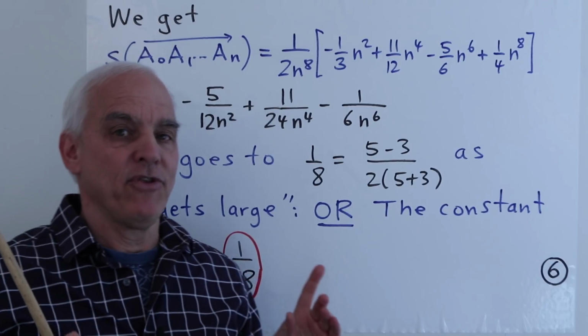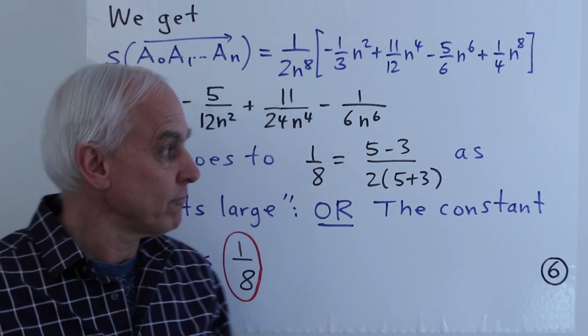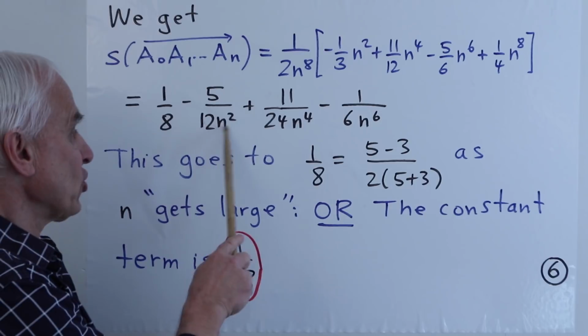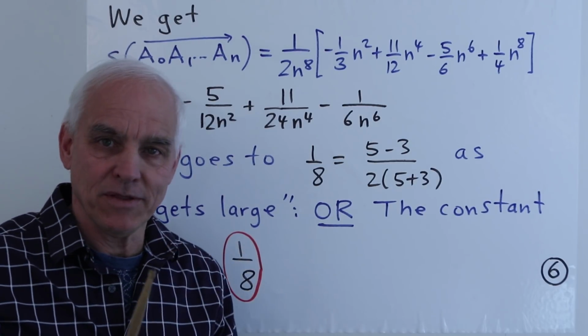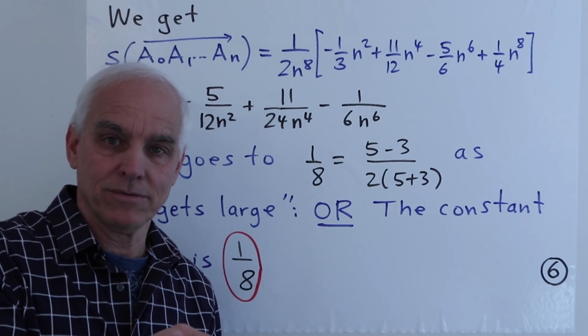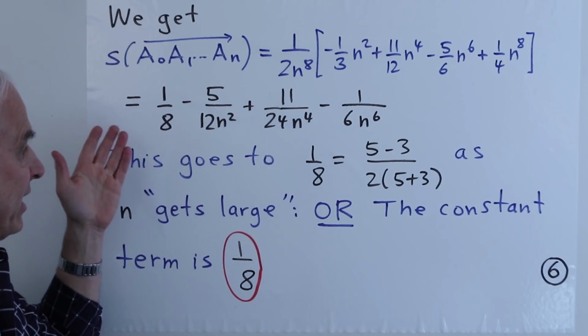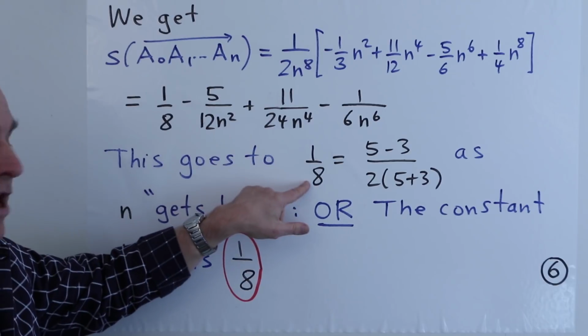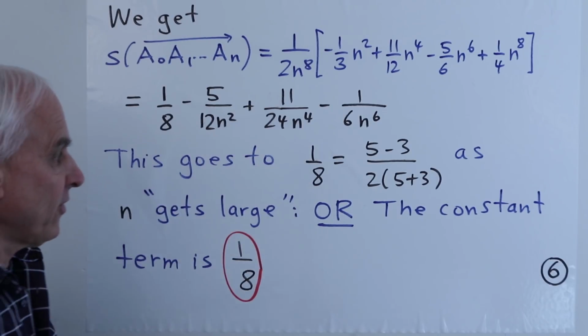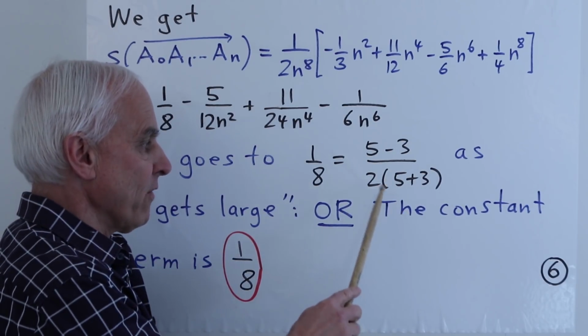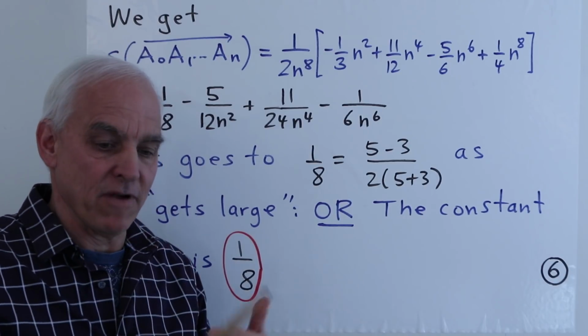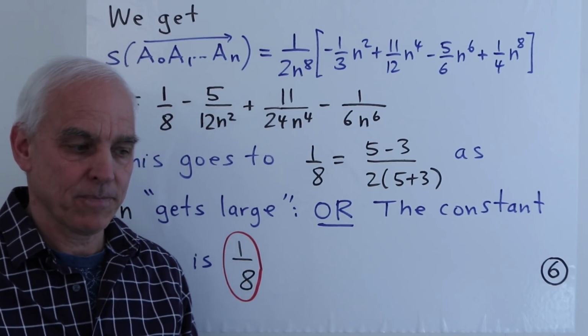But now we can ask what happens as n gets big. Well, as n gets big, these terms with the n's in the denominators, they get small. But this thing stays where it is. So obviously, this thing is going to approach 1 over 8. And 1 over 8 is the 5 minus 3 over 2 times 5 plus 3 that our fundamental formula predicts.